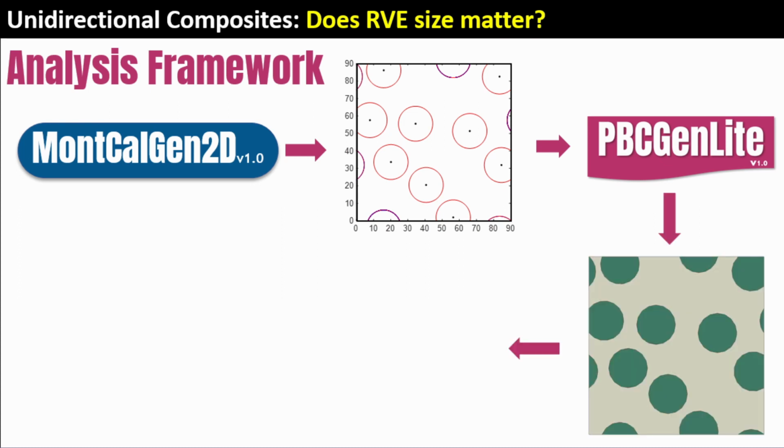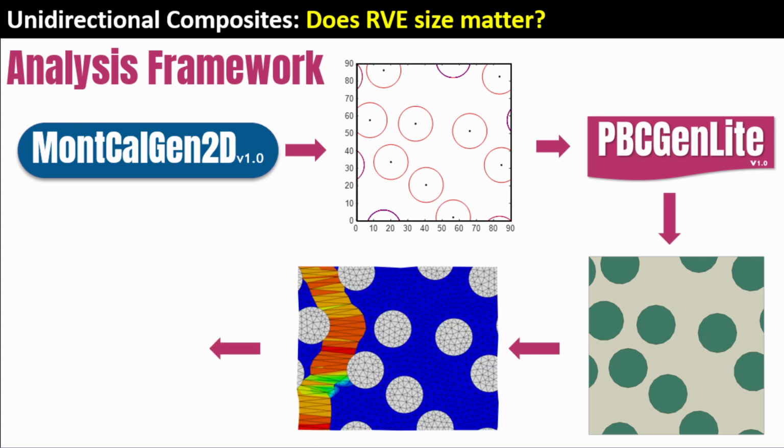From that, we create the ABAQUS representation, run the simulation on it, and ultimately generate the stress strain plot. Based on this stress strain plot, we're going to check whether the RVE size actually makes a difference in terms of unidirectional composites analysis.